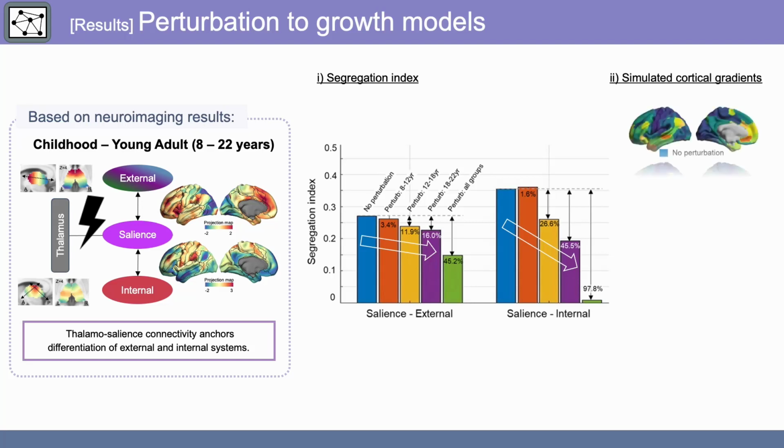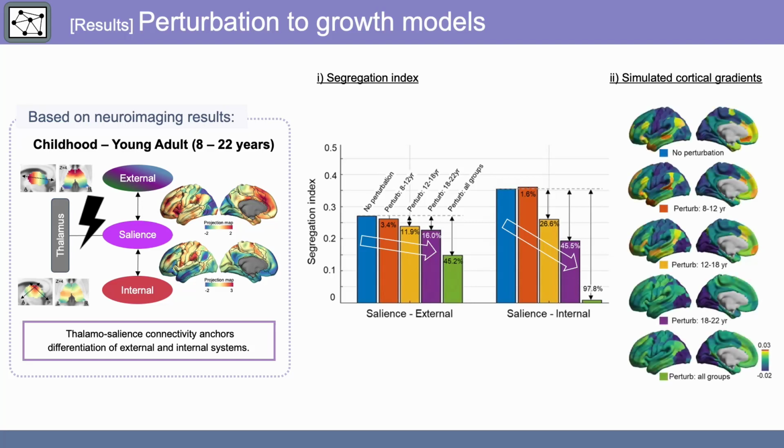Moreover, from these simulated cortical gradients, you can see that there is a more detrimental impact on the hierarchical network formation when applying the perturbation at a later stage of development, especially after 12 years.